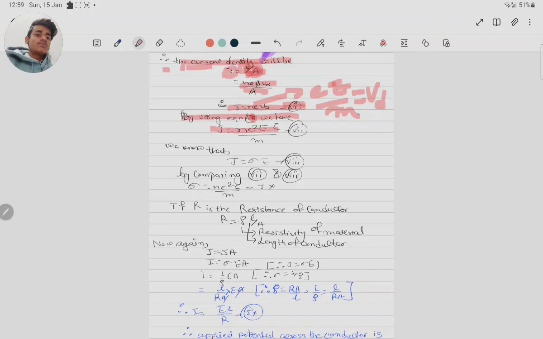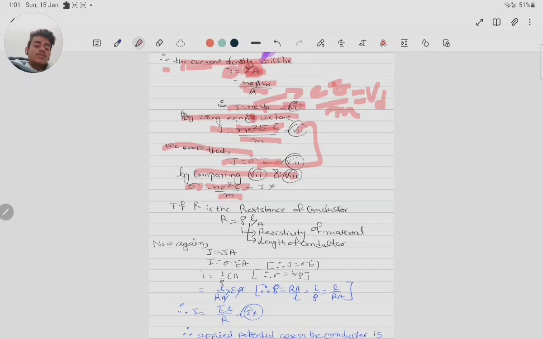Now after putting the value of v_d, we get J equal to n e squared E tau upon m. Another thing we have to know is that J equal to sigma E. By comparing these two equations, J and J are equal, so E and E are cancelled, and we get sigma equal to n e squared tau upon m. We consider it as equation 9.